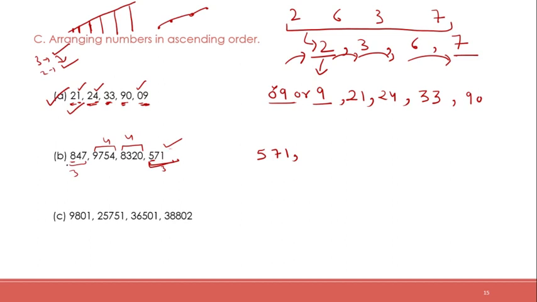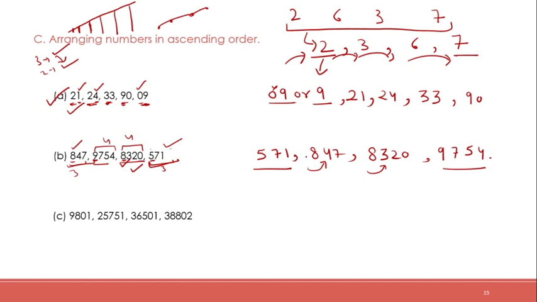After this, we check again for the 3-digit number which is larger than 5. After 5, it is having 8. So 8, 4, 7. Then we'll come to the 4-digit numbers. Here it has 8 at its 1000 place. Here it has 9 at its 1000 place. So 8 is smaller than 9. We'll write 8, 3, 2, 0, 9, 7, 5, 4. Got it? That means this is the smallest number, then this, and this is the greatest.